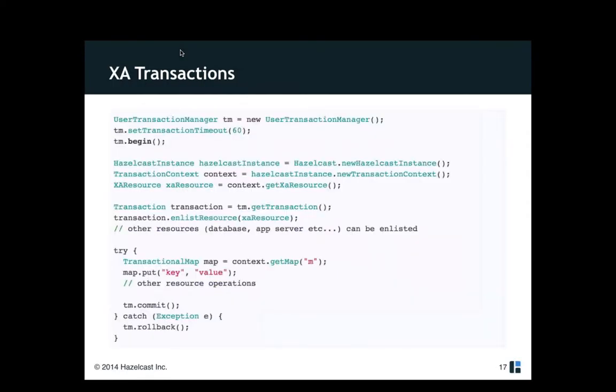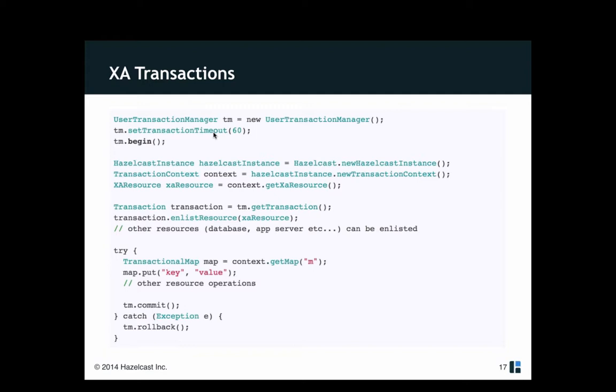So as I mentioned, we're just introducing XA support for transactions as well. It works in a very similar way to standard transactions. You can see here in this code example I'm showing you, you get your transaction context off of the Hazelcast instance. As I mentioned before, you return a transaction context. And then you grab an XA resource off of that transaction context, and then within that, you can enlist the Hazelcast XA transaction context. You can enlist that into your transaction.